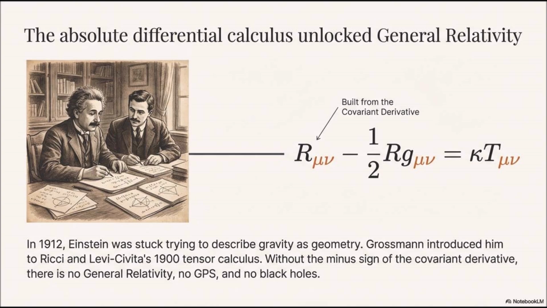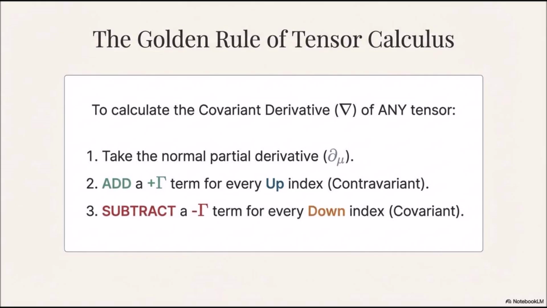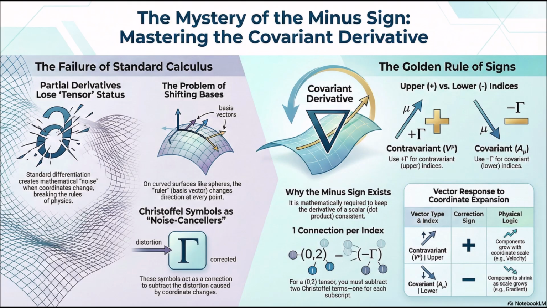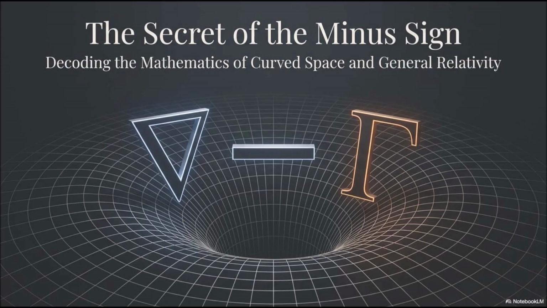This coordinate morphing crisis required a hero. In 1869, a German mathematician named Erwin Bruno Christoffel steps onto the stage. The text frames him as the hero of this mathematical saga, and rightfully so. He discovered a special correction term designed specifically to offset the complex, chaotic changes that occur when you shift coordinate systems in a curved space.